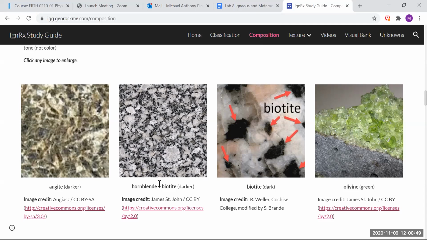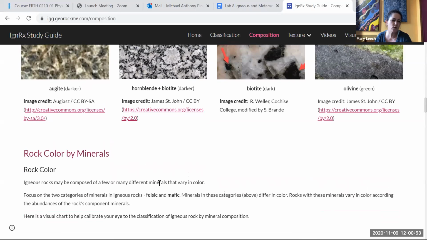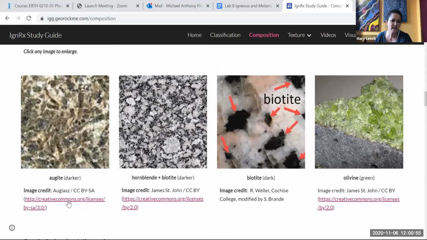Right. And then their example of augite right there, that's a pyroxene. It's kind of greenish black. So that's how you differentiate between hornblende and augite, between a pyroxene and an amphibole. The hornblende is the amphibole, the augite is the pyroxene.